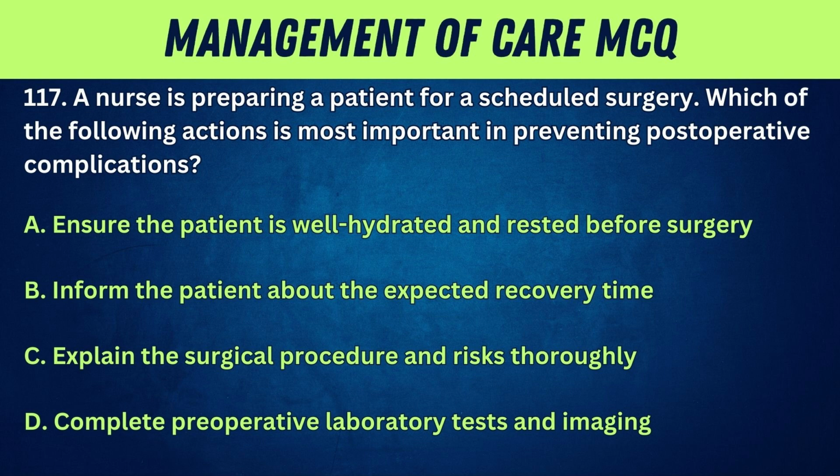117. A nurse is preparing a patient for a scheduled surgery. Which of the following actions is most important in preventing postoperative complications? A. Ensure the patient is well hydrated and rested before surgery. B. Inform the patient about the expected recovery time. C. Explain the surgical procedure and risks thoroughly. D. Complete preoperative laboratory tests and imaging.